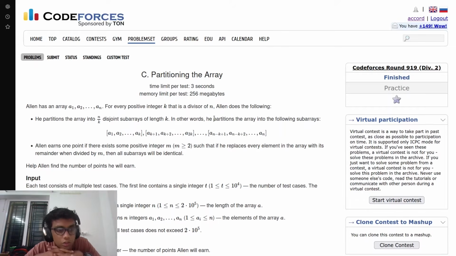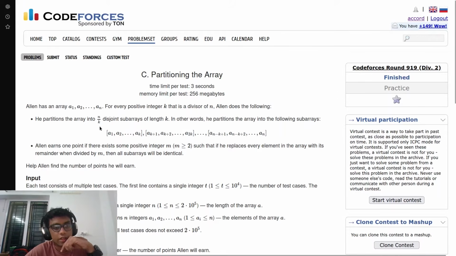All right. So the problem states Alan has an array a1, a2, ..., an consisting of integers. For every positive integer k that is a divisor of n, Alan does the following. He partitions the array into n by k disjoint subarrays of length k. In other words, a1 to ak, then ak plus 1 till a2k, and so on. So for every k which is a divisor of n, he partitions the array into these blocks of size k.